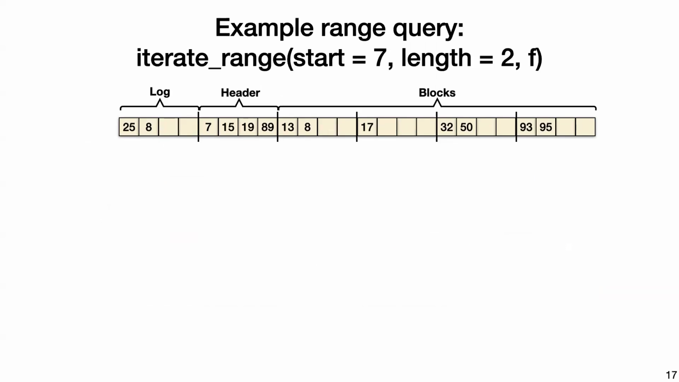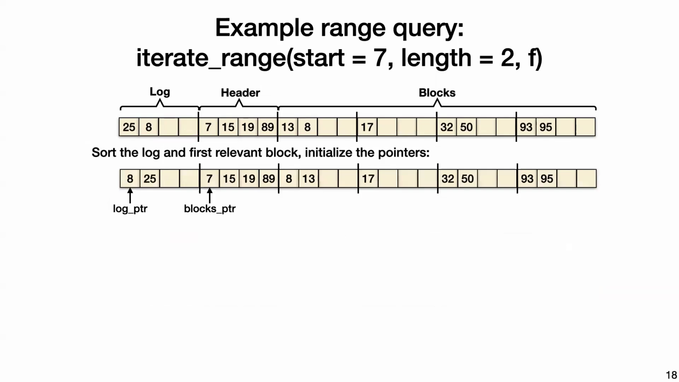So that is insertion. The only other complication is when you want to iterate through the range, the blocks are not necessarily sorted, so you may have to sort them on the fly. The way that it works is first you sort the log, and then it's just like a 2-finger walk. So in this example, the start key is 7, the length is 2, we want to return 2 elements starting at 7, and we have some function that we want to apply to them.